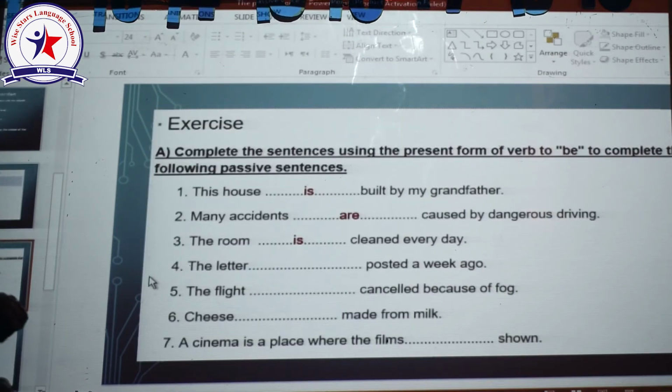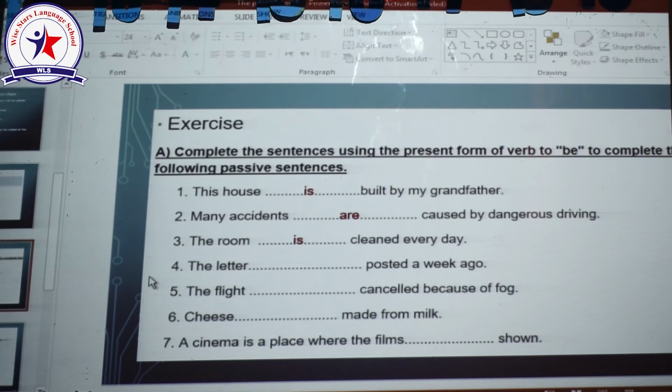Let's move to the exercises part. A. Complete the sentence using the present form of verb to be to complete the following passive sentences. So my main rule here is just to add verb to be in the present simple tense. So it will be am, is, or are. Number 1. This house, space, built by my grandfather. This house is, because it's singular. Very good. Number 2. Many accidents, space, caused by dangerous driving. Many accidents are, because it's plural. The room is cleaned every day, because the room is singular.